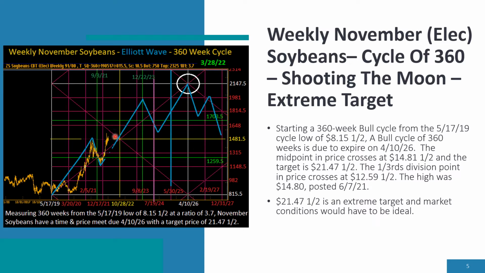Resistance comes in at the midpoint in price of 1481.5. We start closing above there again. We'll be looking at the next division point in price, and that crosses at 1648. Above there, the 2/3 green horizontal crosses at 1703.5. Support comes in at the division point in price of $13.15.